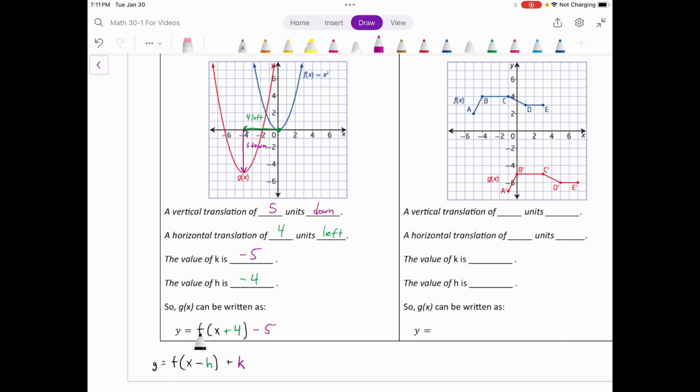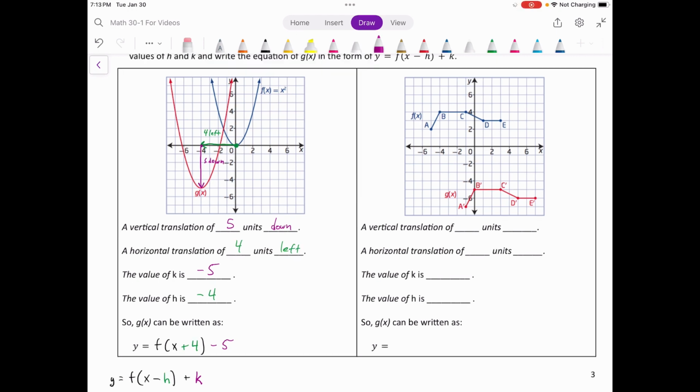It's saying g of x is like f of x if instead of x you had x plus 4, and then you subtracted 5 from that. Right? And notice this is really handy because once we know how to read this, we can say, all right, so it's just been translated. H is -4, so 4 units left. K is -5, so 5 units down. There we go. All right, so let's try this one out.